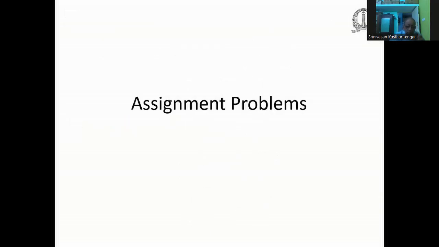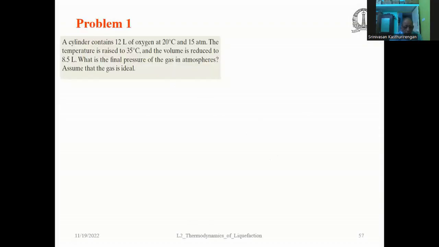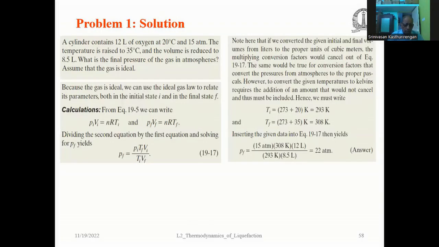Now, I will just discuss two problems. Let's consider one problem. A cylinder contains 12 liters of oxygen at 20 degrees centigrade and 15 atmospheres. The temperature is raised to 35 degrees centigrade and the volume is reduced to 8.5 liters. What is the final pressure of the gas in atmospheres? Treat this as an ideal gas.